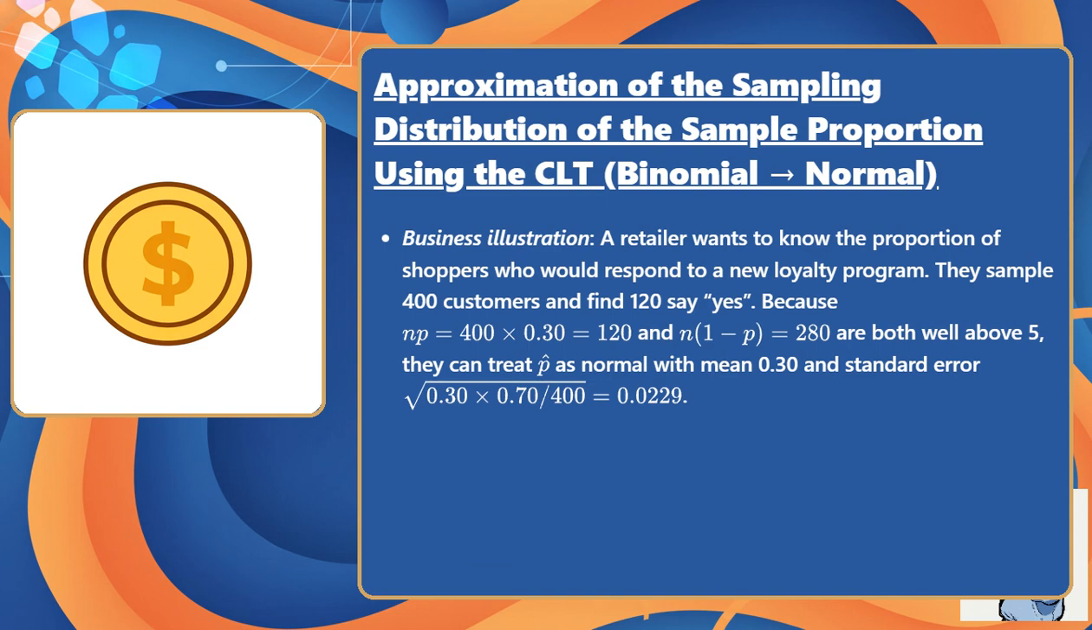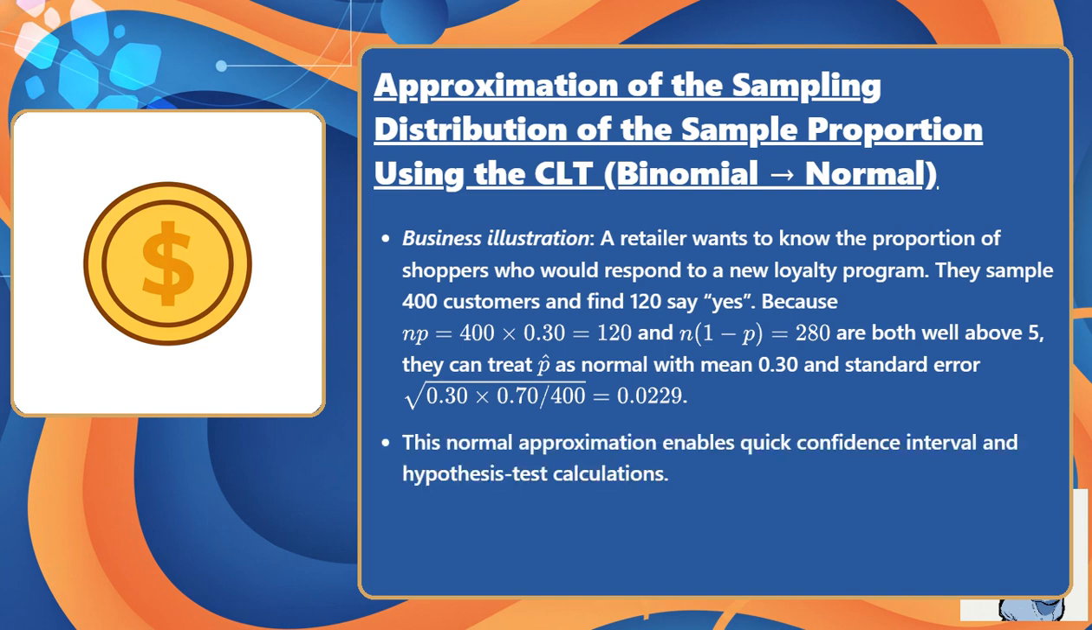Business illustration: a retailer wants to know the proportion of shoppers who would respond to a new loyalty program. They sample 400 customers and find 120 say yes. Because np equals 400 times 0.3 equals 120 and n times 1 minus p equals 280 are both well above 5, they can treat p hat as normal with mean 0.3, and standard error the square root of 0.3 times 0.7 divided by 400 equals 0.0229. This normal approximation enables quick confidence interval and hypothesis test calculations.